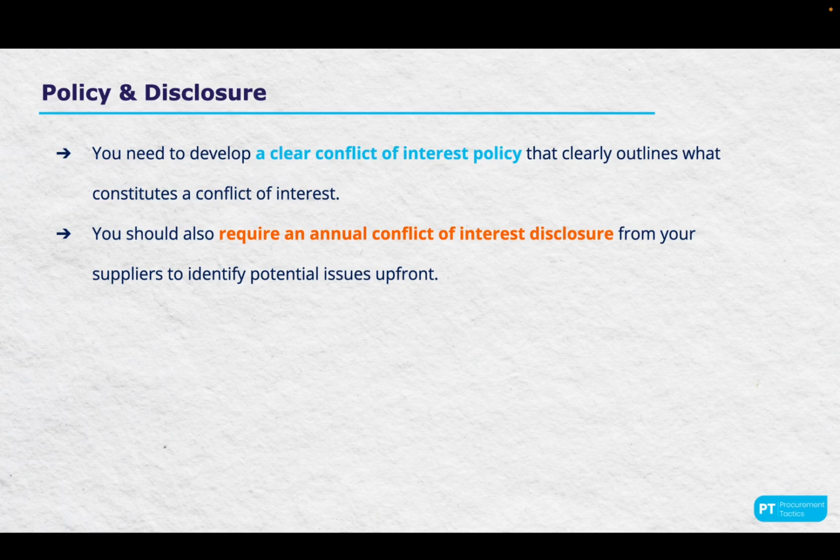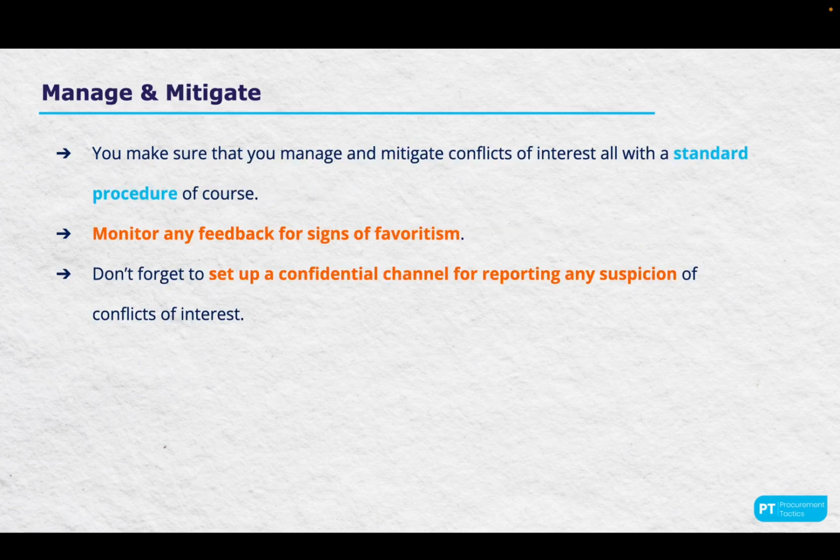You should also require an annual conflict of interest disclosure from your suppliers to identify potential issues upfront. This allows suppliers to be upfront and honest about concerns of conflicts of interest, which can be looked into right away. The next one is manage and mitigate.